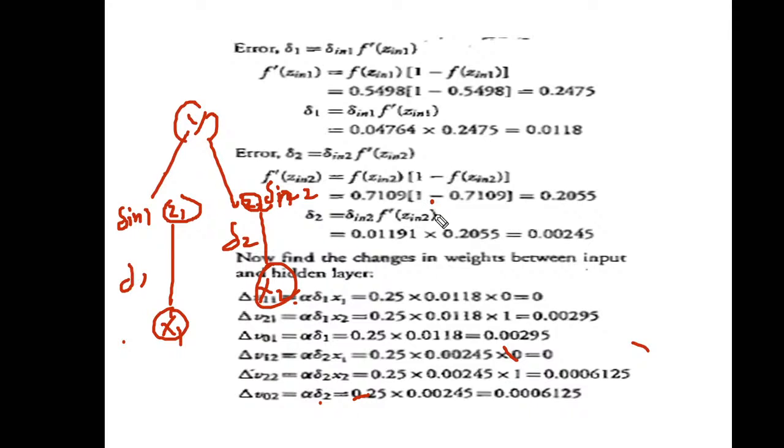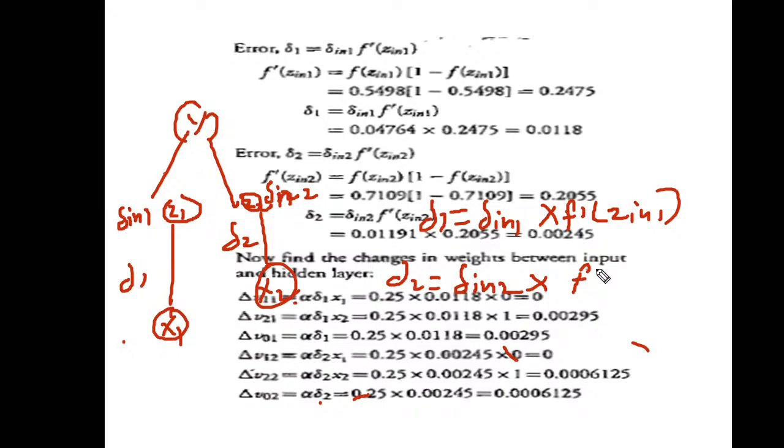So delta 1, the output of Z1, will be calculated as delta in 1 total multiplied by f dash of Z, which we already calculated as f dash of Z in 1. Similarly, delta 2 will be delta in 2 multiplied by f dash of Z in 2.